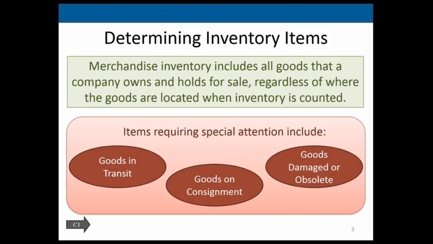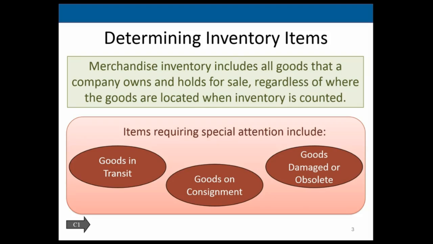Goods on consignment. Consignment means that one company is putting the goods into another company's store or warehouse and the other company is selling it, even though they do not own it. So the original company owns it, and it's being sold at a different store or location. So where do we put the inventory on that? How do we deal with that? Because the inventory is going to be in a different location.